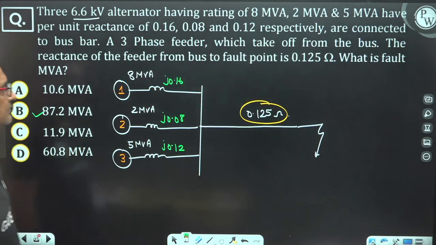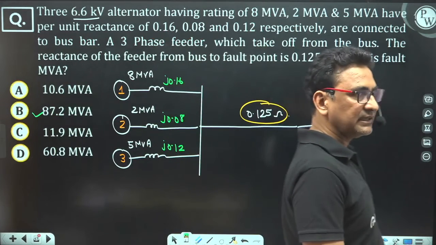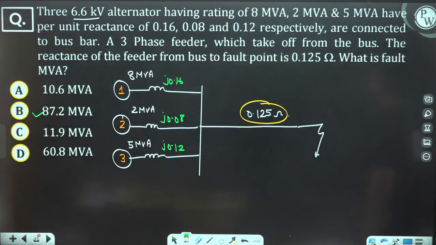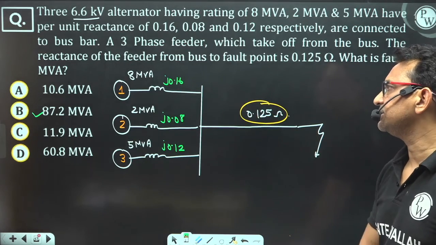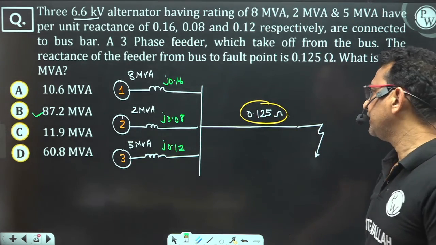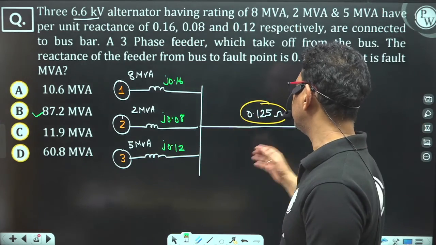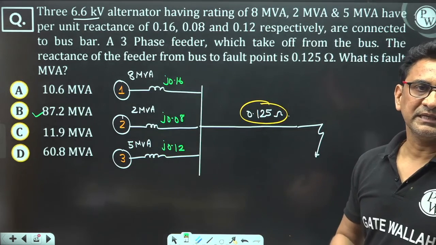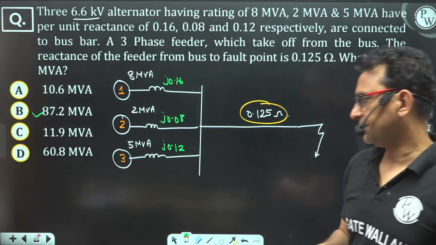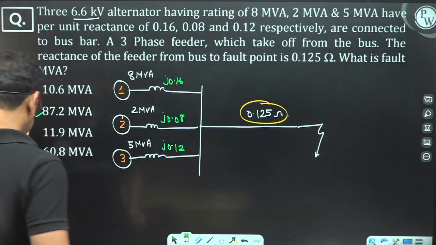Here, because the rating of every alternator was different, first you have to choose one base and convert all the reactances into that base only. Then find out the overall reactance between the fault point and the zero potential bus bar. The fault MVA is nothing but the base MVA divided by X. Clear?